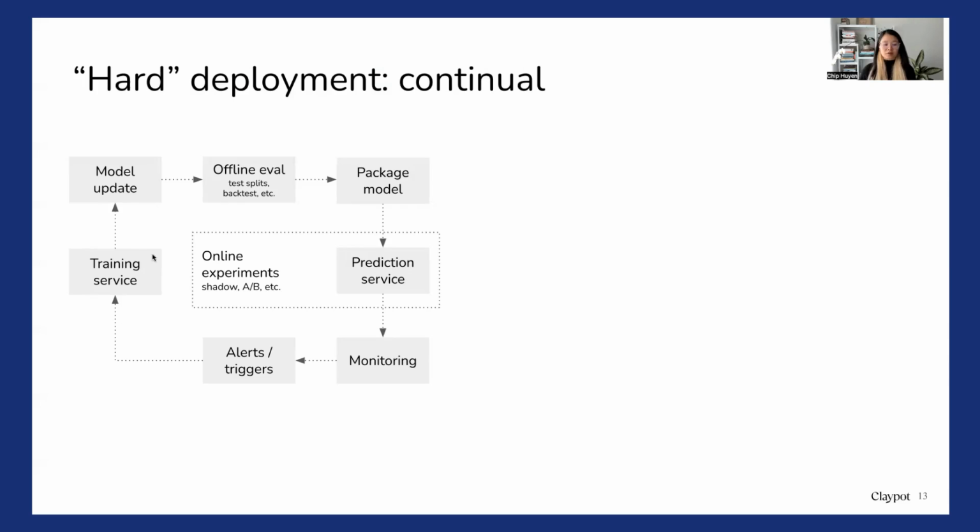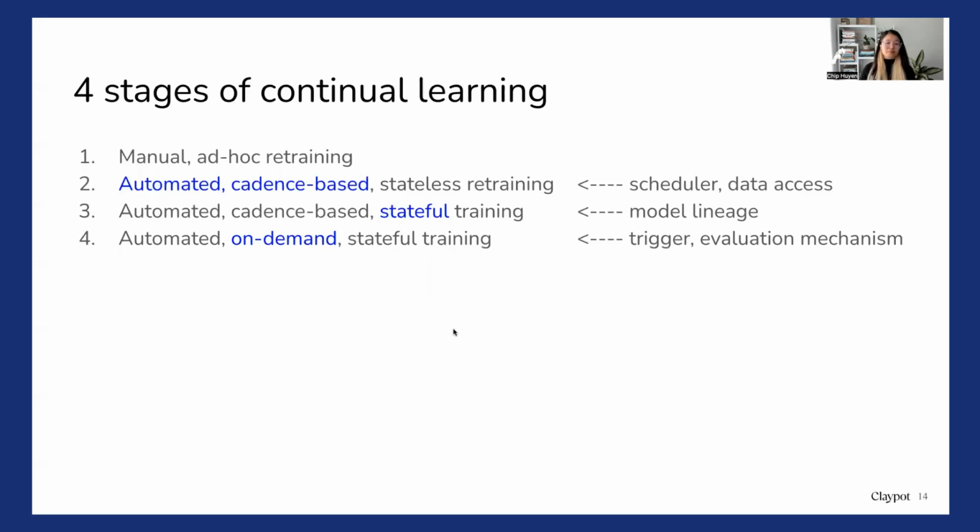And the training service would need to figure out a way to gather data, either from the prediction service and joining with labels, or from other sources. And then the new updated model will go through the same exact process again.